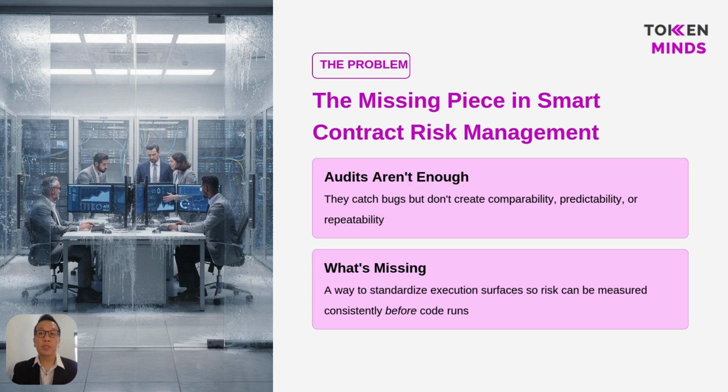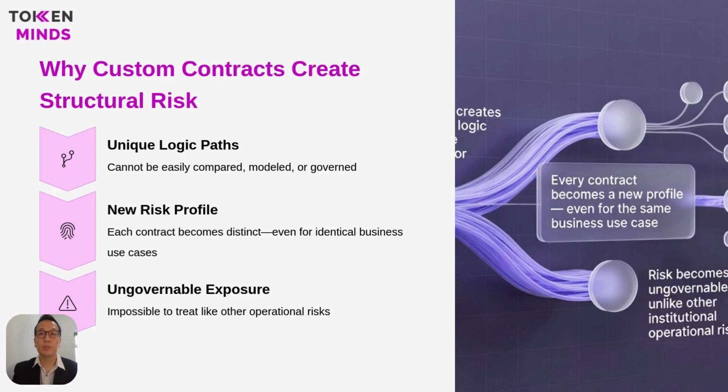The core problem is that audits alone are not enough. Audits find bugs, but they do not create comparability, predictability, or repeatability across contracts. So what's missing is a way to standardize execution services so risk can be measured consistently before code ever runs.